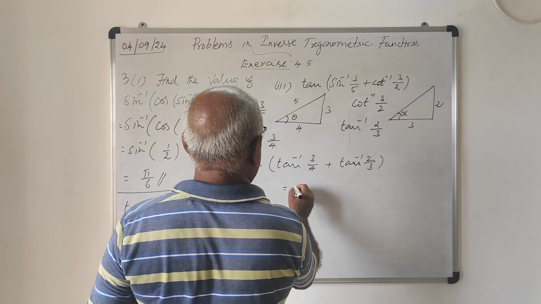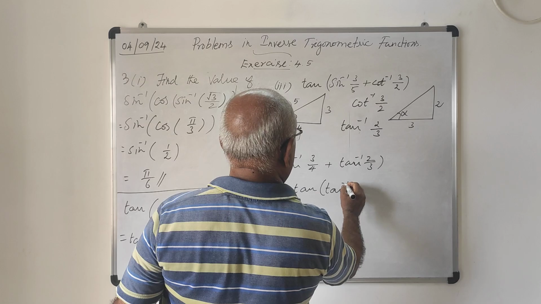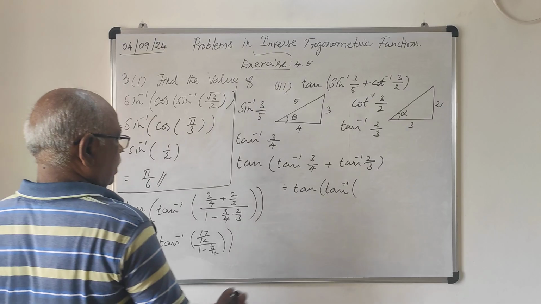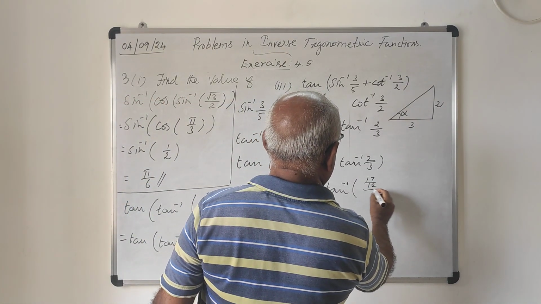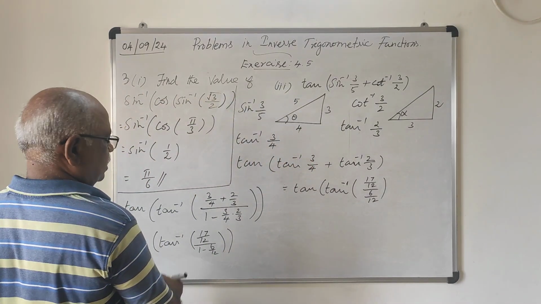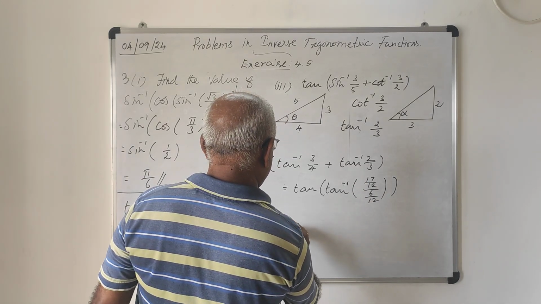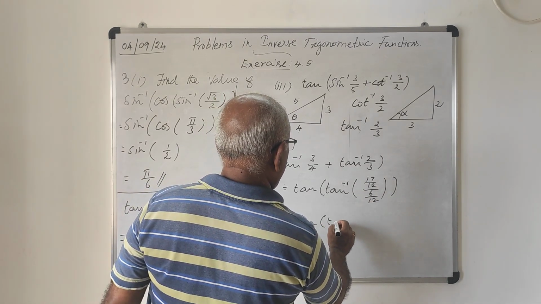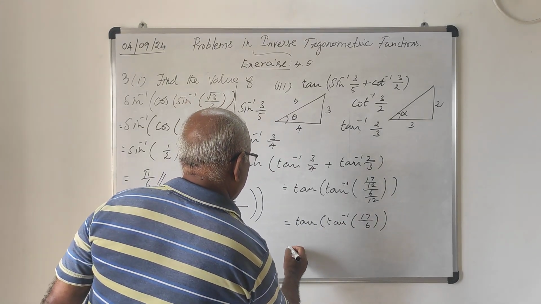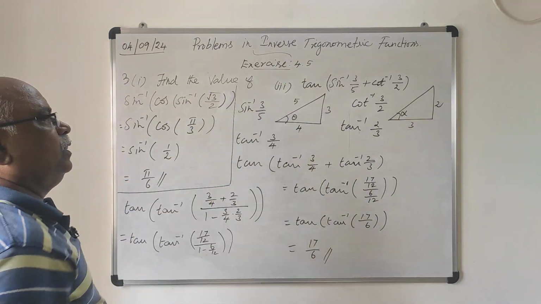This is equal to tan inverse of 17 by 12 by 6 by 12, because 1 minus 6 by 12 is 12 minus 6, 6 by 12. The 12s cancel, and you will get 17 by 6. So this is tan inverse of 17 by 6. The tan inverse cancel each other, and 17 by 6 is the answer for the problem.